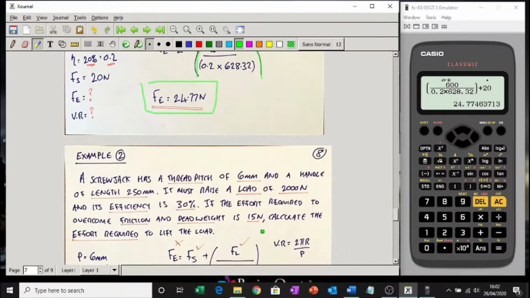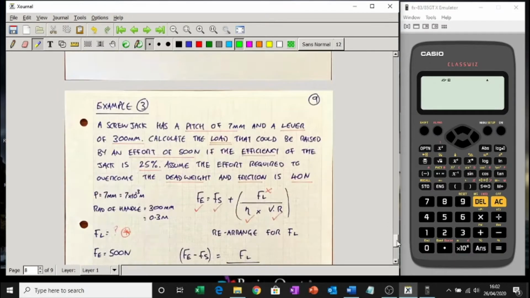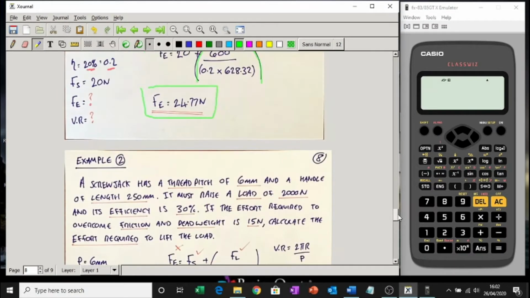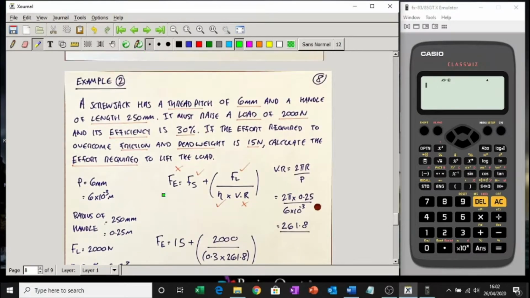Screw jack, number 2. I think I've only given you 2. I've given you 3. So number 2, the screw jack has a thread. Here's the pitch, 6 mil, and a handle. There's the handle length, which is going to be R. There's the load, 2000, efficiency is 30% or 0.3. The effort required to overcome friction and dead weight is 15, so calculate the effort.